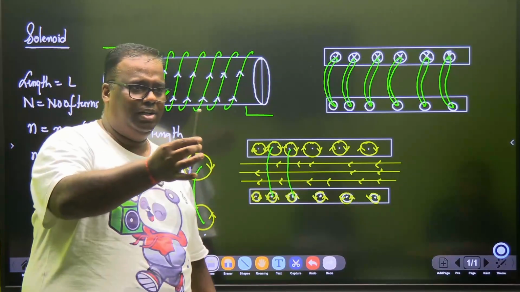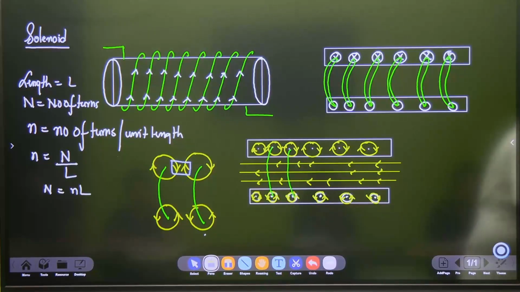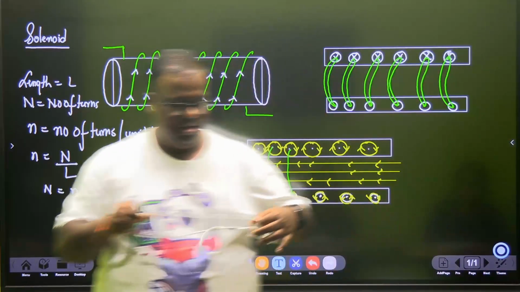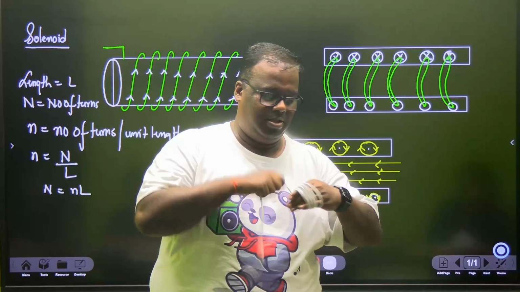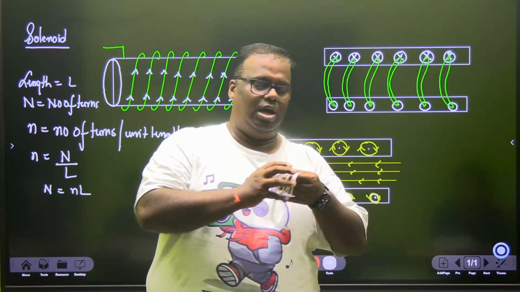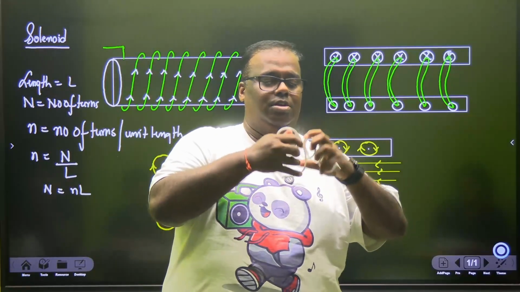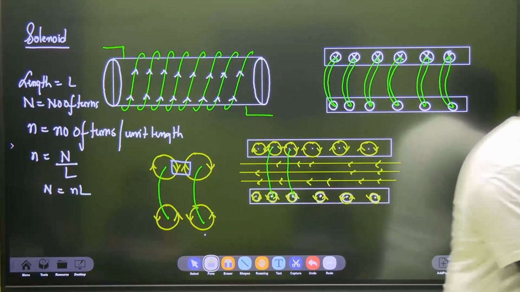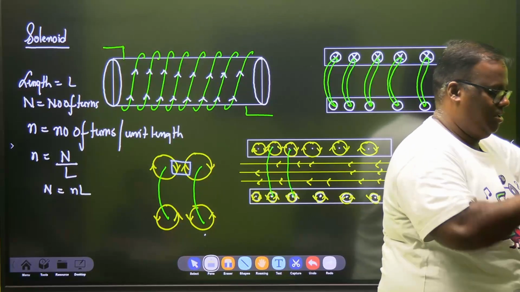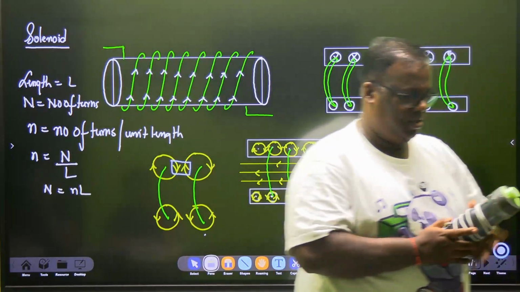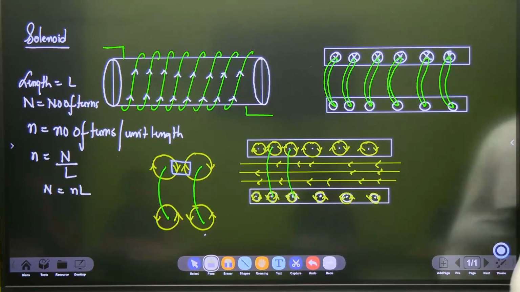This is a piece of wire. So let's try and make a solenoid loop out here. Just appreciate that this is like a solenoid now. This is a solenoid which is wound around some body. So as much as it supports us, we can have it.